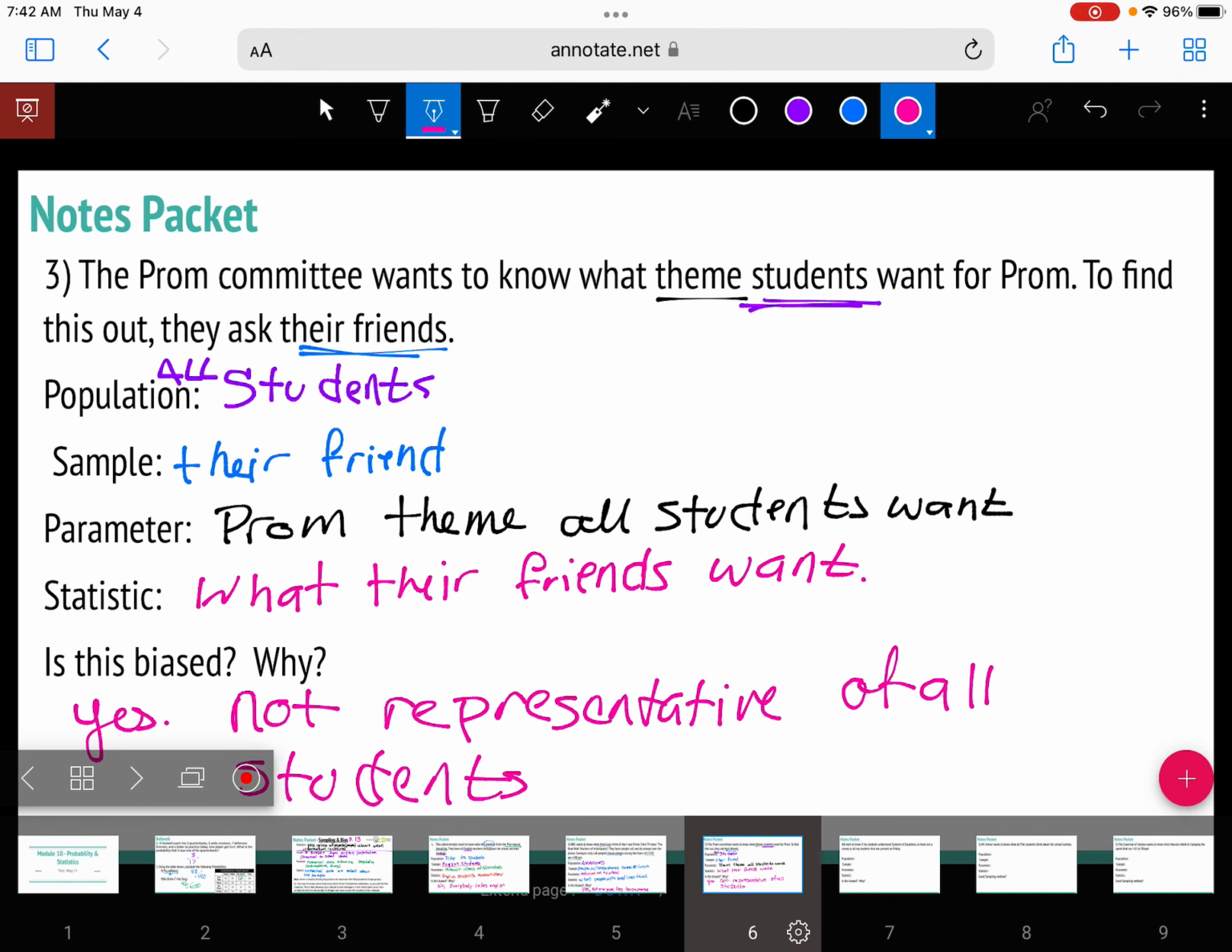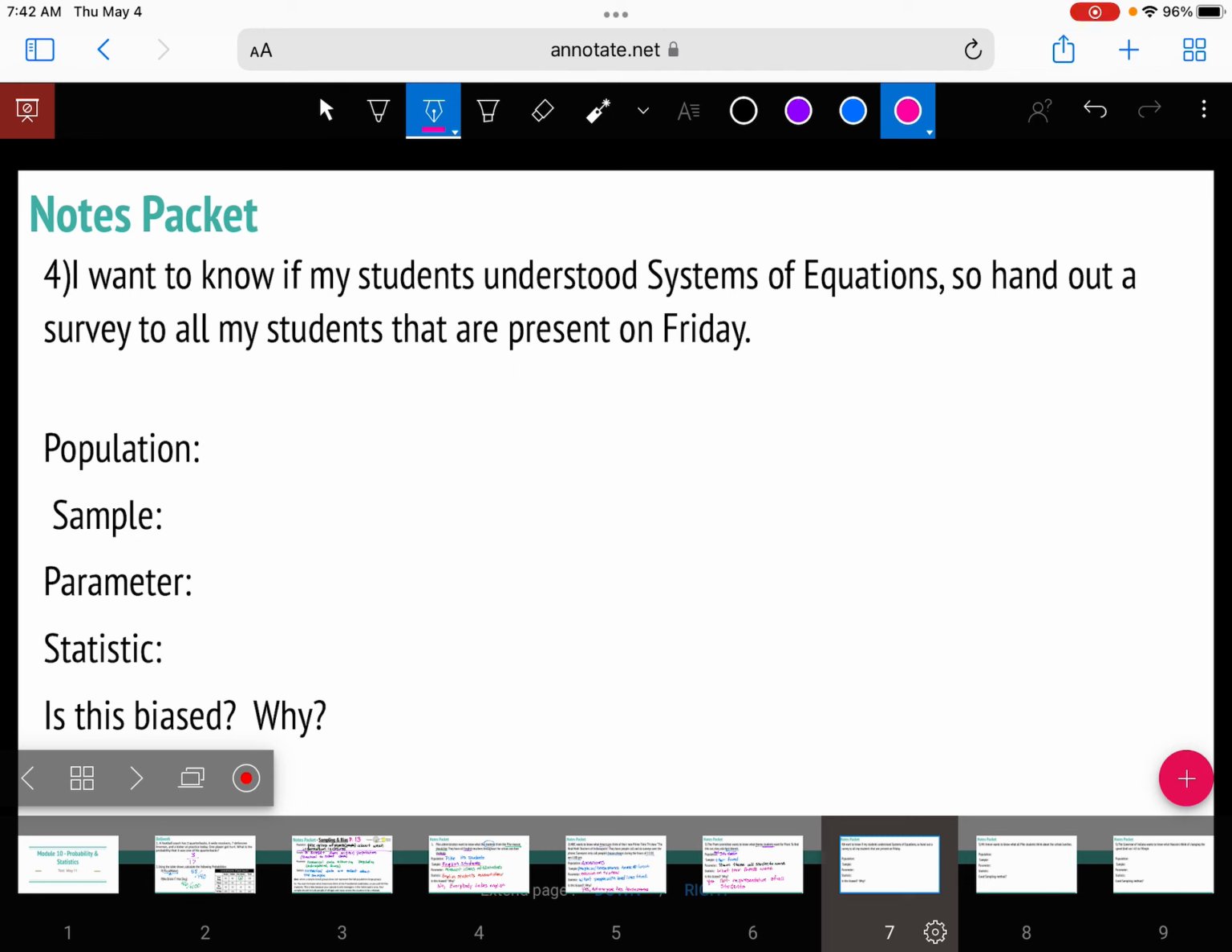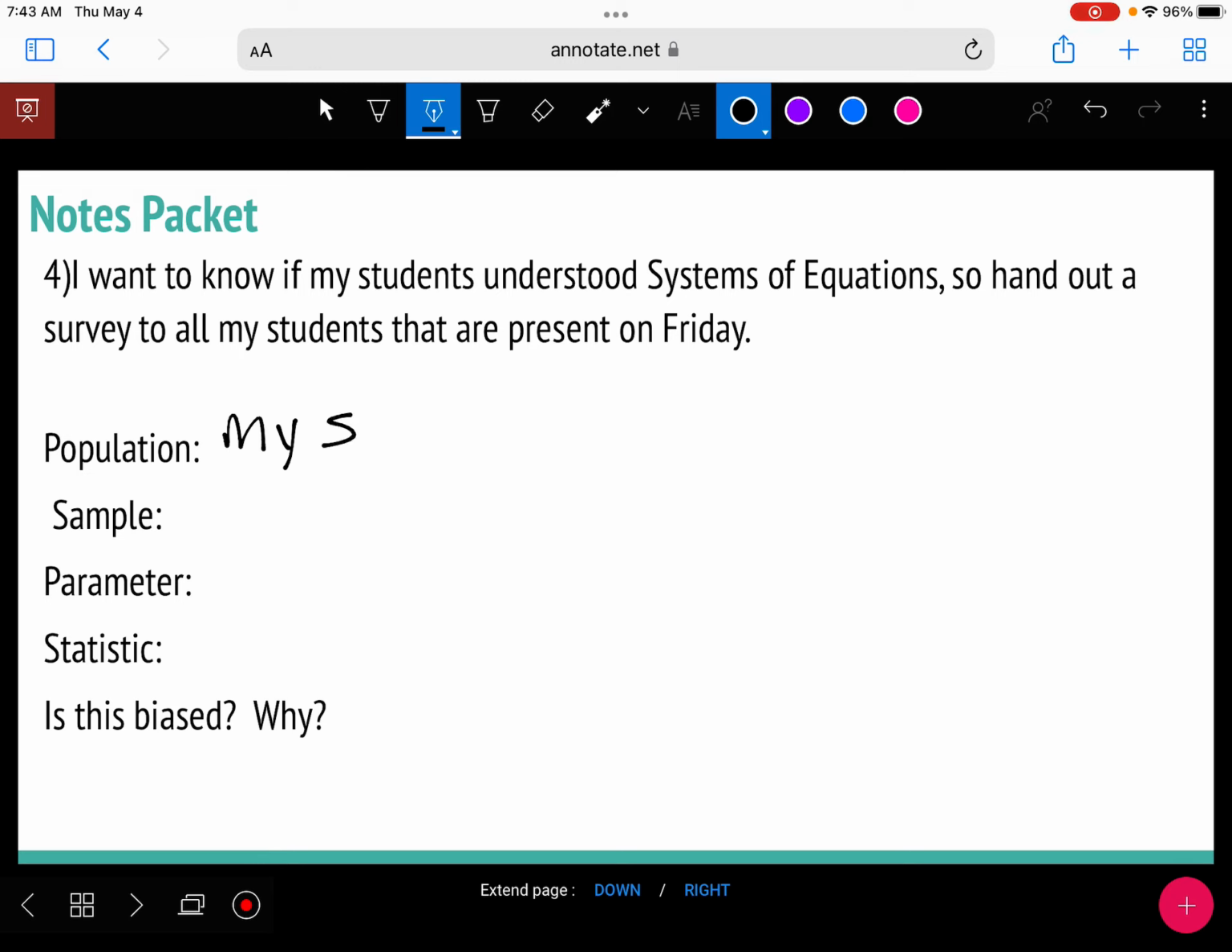Okay, let's do one more of these. This math teacher wants to know if my students understood systems of equations, which was a chapter that we did last semester. So I hand out a survey to all of my students present on Friday. What is the population that I want to know about? My students. So I'm not looking at the whole school. I'm just looking at my kiddos. My little babies.